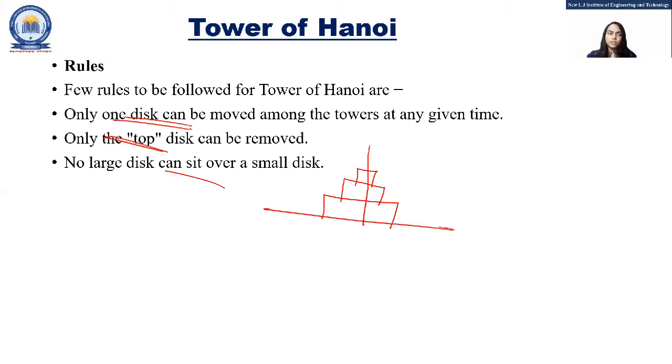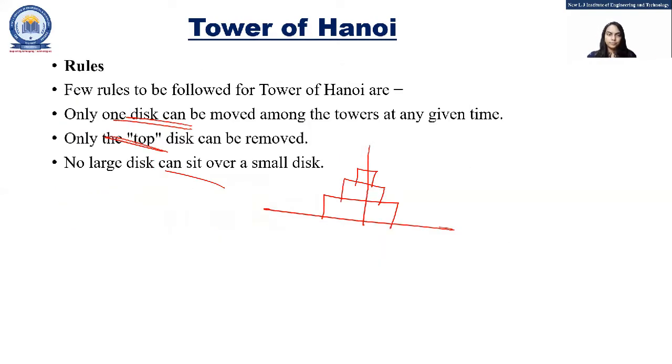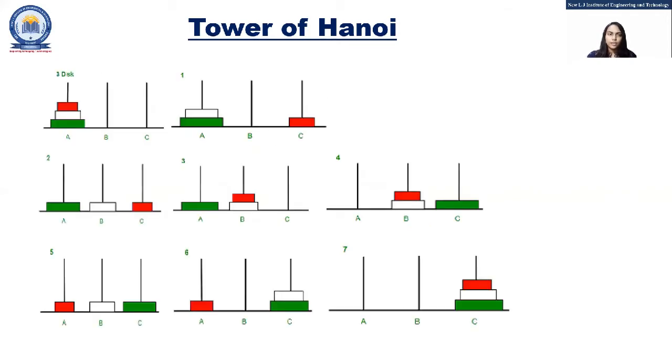Based on these three rules, in a minimum number of steps, our aim is to transfer all the disks from 1 to 3. So we should take the minimum number of steps possible, right? And we should follow these rules. Now let us trace what happens when we have three disks on A, right?